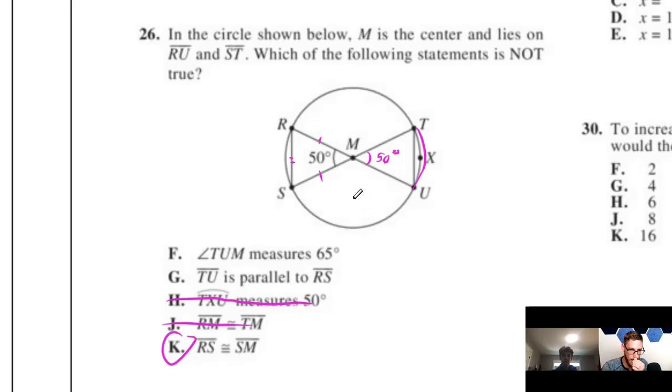Let's talk real quick about the other two, just so we know why those are true. Angle TUM, so that's this angle, measures 65 degrees. Okay, so that actually uses the same logic that I was just talking about. If we know this is 50, we know these two angles have to be the same because these two sides are the same. Do you get that part?